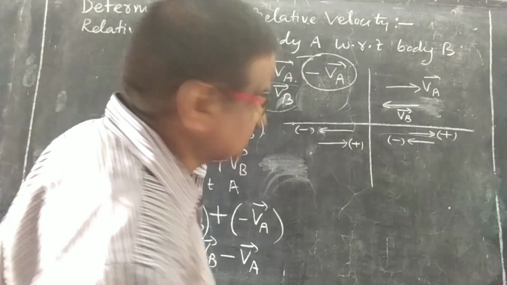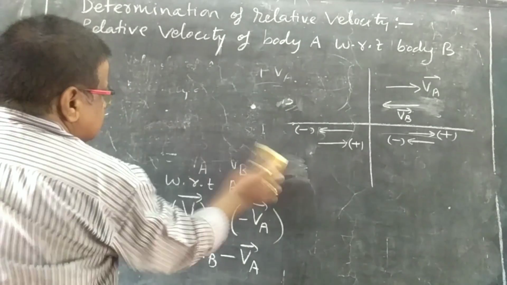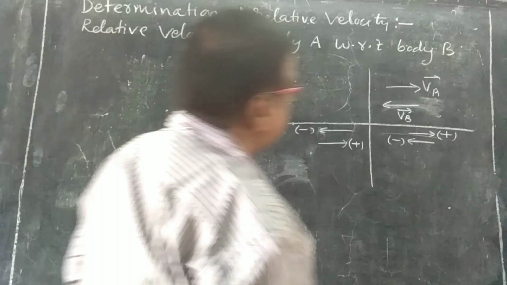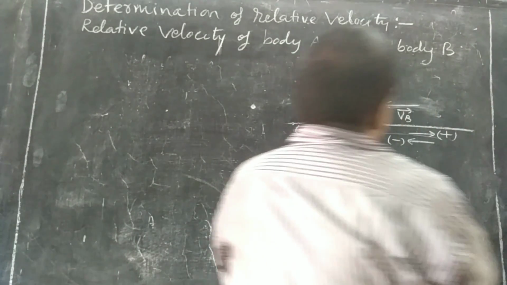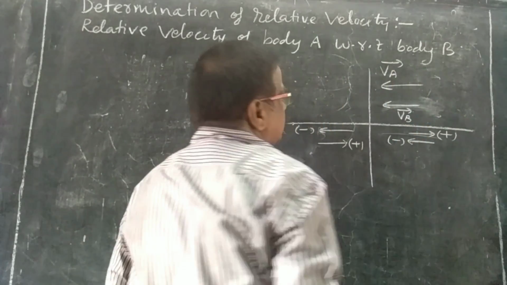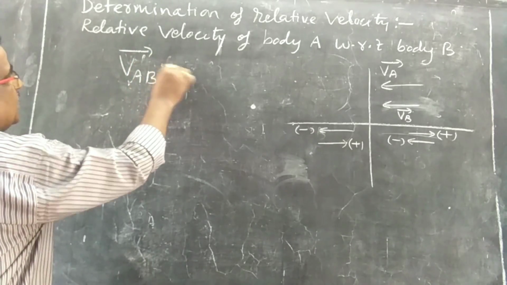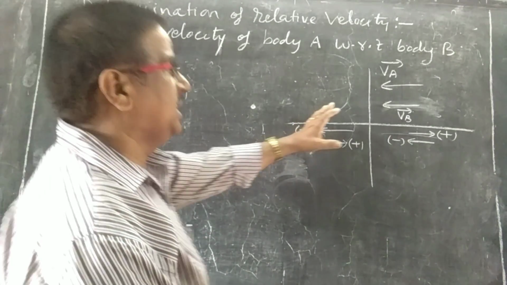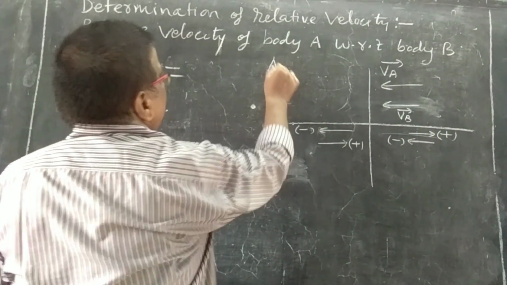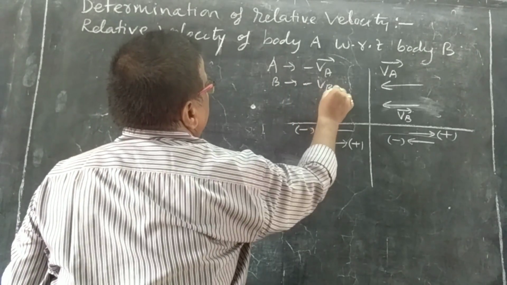Now change the situation. In the next situation we are going to change the movement of the two bodies. Now VA is also moving in the negative direction along this direction. VA is also moving in this direction. Now we are going to calculate the relative velocity of A with respect to B. So what will we do here? A has the value minus VA, B has the value minus VB.